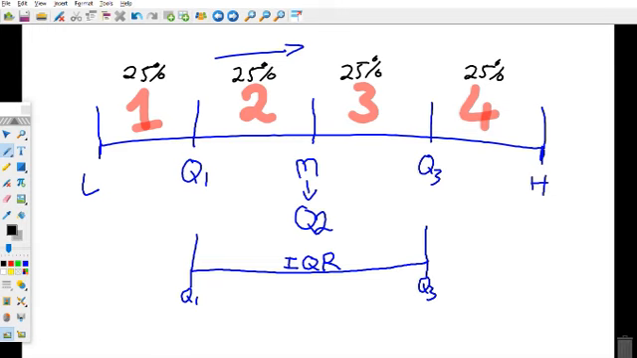Okay, and then the bottom half we split again into a half, Q1, top half into a half again, Q3. That's it. That's all we're doing.